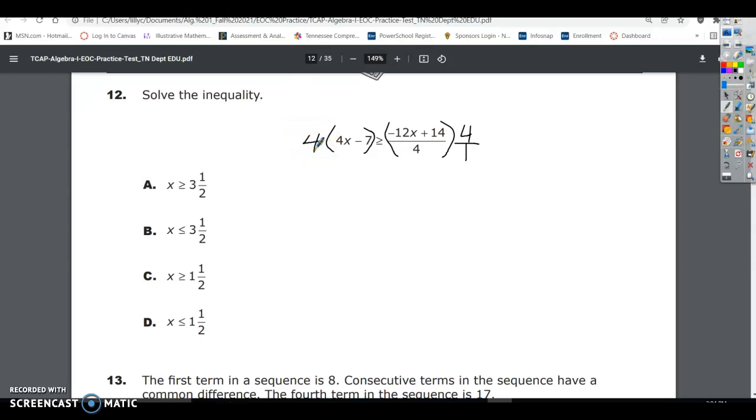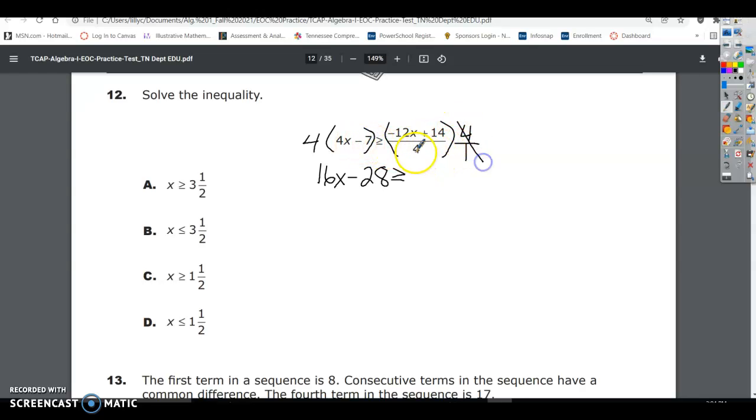So I'm going to multiply both sides by 4, and so 4 times 4x would be 16x. 4 times negative 7 is negative 28. I'm going to bring down my inequality sign. I haven't done anything to adjust that. Multiplying by a positive number does not change the inequality.